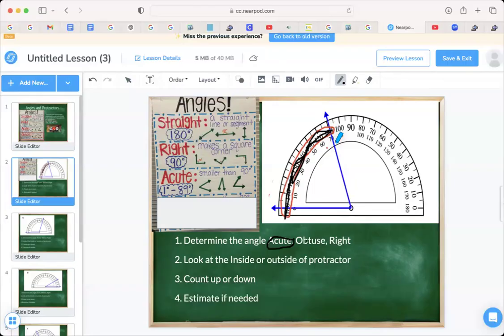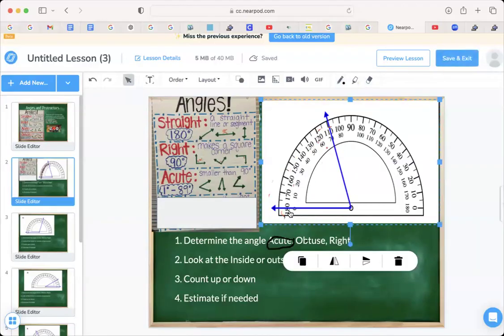Okay. Now the other thing we have to determine, am I counting up or am I counting down? This part is really easy, because what it's saying is, are you counting from 0 to 80 or are you counting from 80 to 0? Which way do we count? 0 to 80 or 80 to 0? We count from 0 to 80, right? All right, so this is in between 70 and 80. So we're counting up.